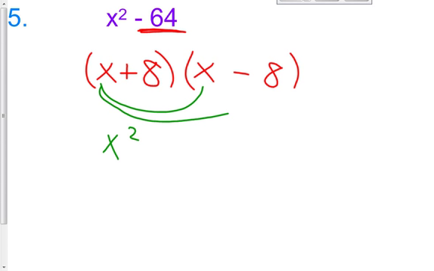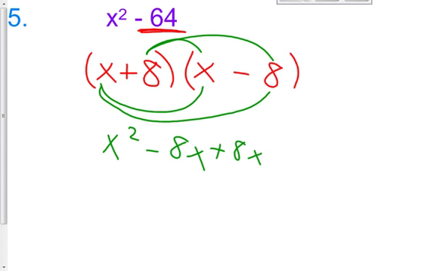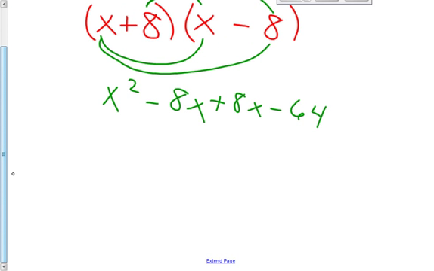Outside, x times a negative 8 is a negative 8x. Inside, 8 times x is a positive 8x. And last, 8 times a negative 8 is a negative 64. So what do we have when we combine terms here? Combine like terms. X squared, a positive 8x and a negative 8x cancel out to make 0 x's, minus 64.